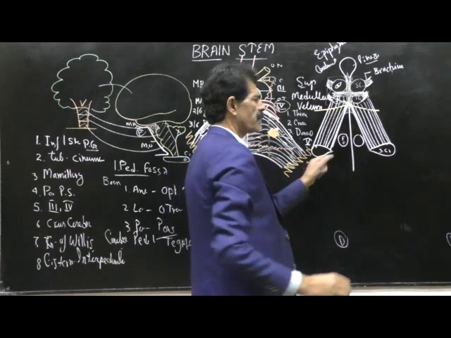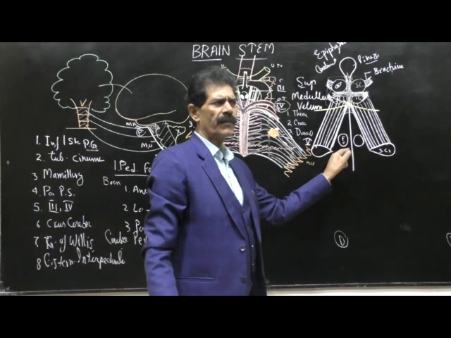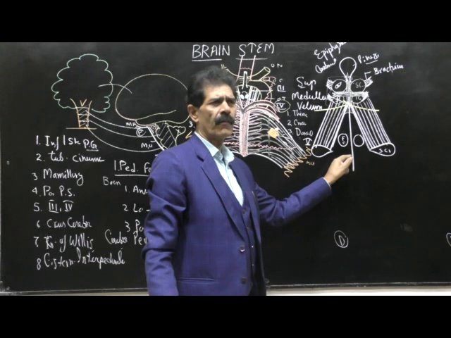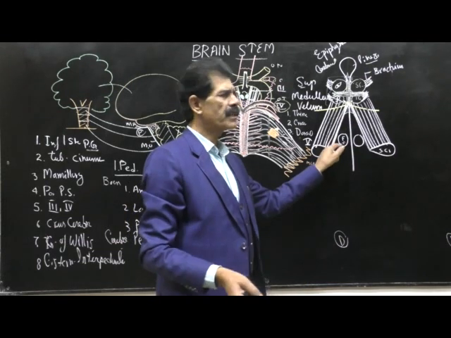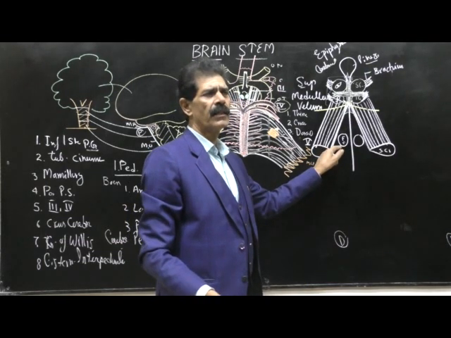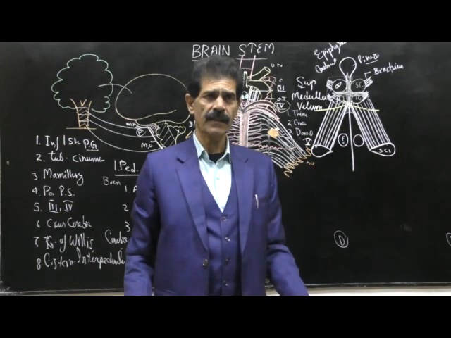And the facial colliculus is made by both gray and white matter. Below the facial colliculus lies the gray matter of the abducent nucleus, while the white matter of the facial nerve crosses over the nucleus. So they produce a surface elevation which is called the facial colliculus. And this is a very good example of neurobiotaxis.